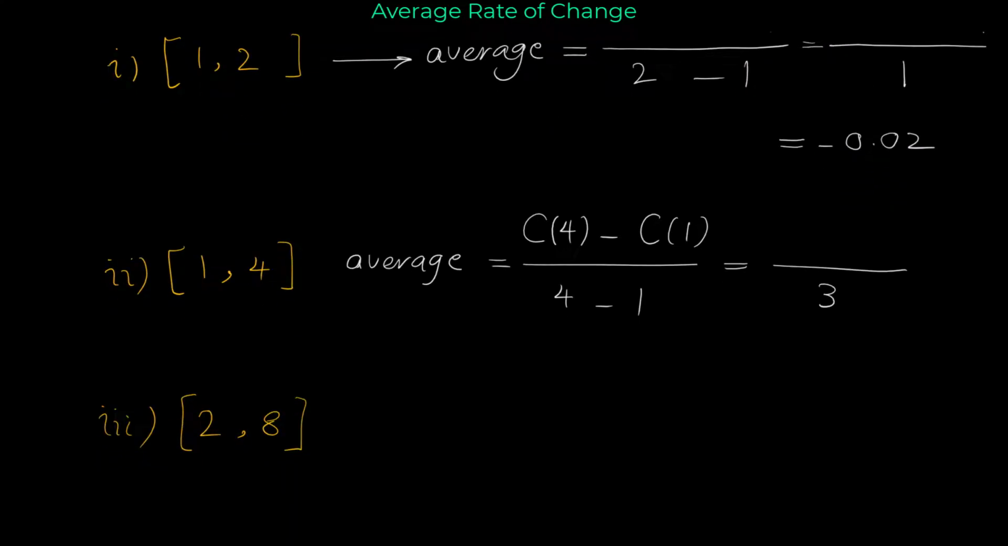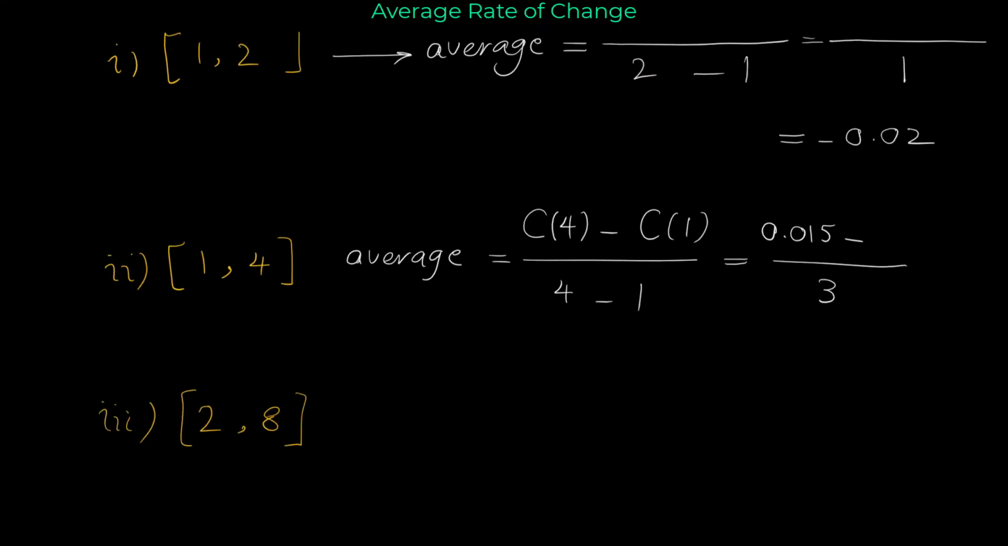So we have 0.015. At 1, 0.04. So now we have to calculate 0.015 minus 0.04. If you subtract 0.04 from 0.015 and you divide it by 3, the answer is negative 0.00083. And these 3s repeat, so we have 3, 3, 3. We can write it this way. This shows the average rate of change over this interval.